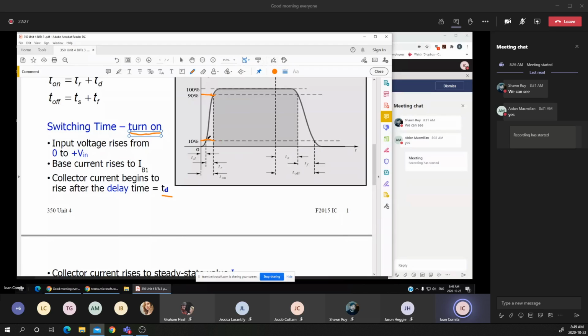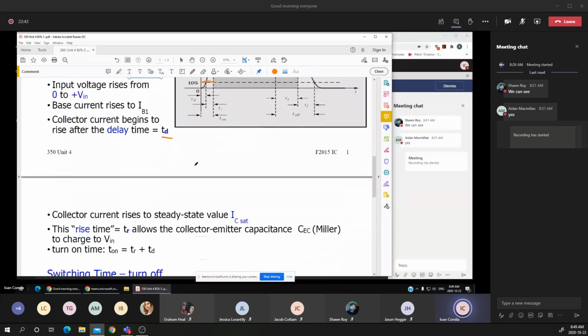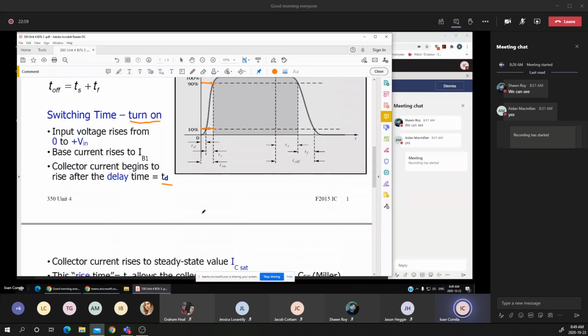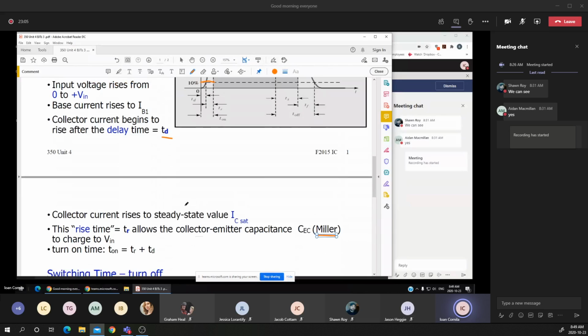We have the rising time. That's the highest rate of change of the output voltage. And to determine the T on, or the rising time, there is the Miller effect, or the Miller delay as it is sometimes called, which has two parameters in it.